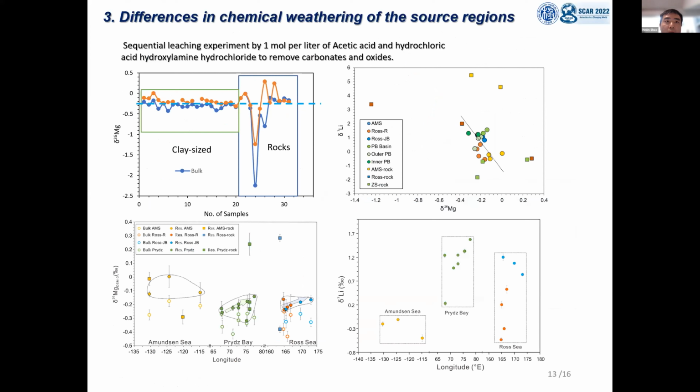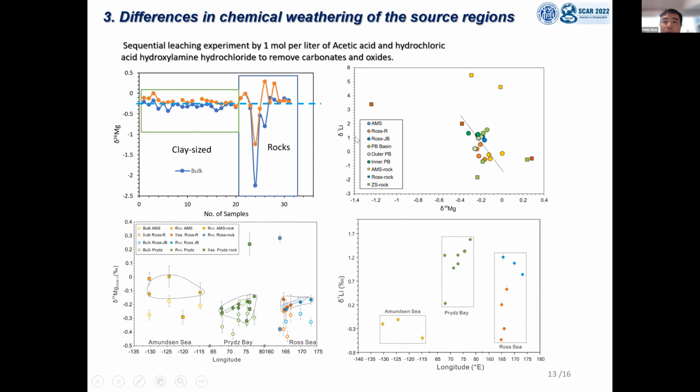The samples have also been treated by sequential leaching experiment by acid to remove the carbonates and oxides. And this is the leaching experiment result. We can see that the isotopic composition is different before and after leaching. We use the residual fraction to investigate the chemical weathering in the three regions.